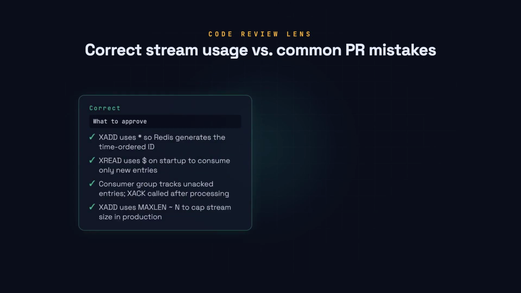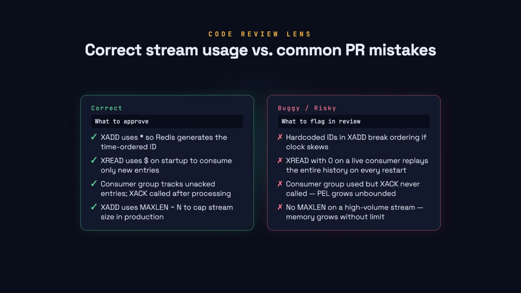When reviewing a pull request, check that IDs are auto-generated, that the start ID makes sense, and critically, that every consumer group call is paired with an XACK to prevent the pending entry list from leaking memory.